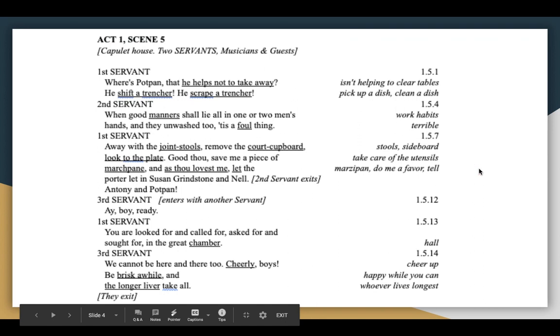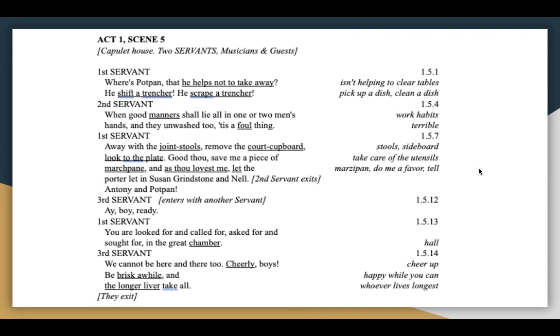So we start off with Act 1, Scene 5, and it's servants talking in the kitchen of the Capulet house. This part of the scene isn't particularly important, but I will modernise it very quickly for you. So the first servant comes in, he says, "Where's Potpan, that he helps not to take away? He shift a trencher, he scrape a trencher." So he's saying, where's Potpan? There's a little joke there. Obviously his name is Potpan, and his job is to basically clean the pots and pans. So where's Potpan? Why isn't he clearing the tables? He should be tidying and cleaning dishes.